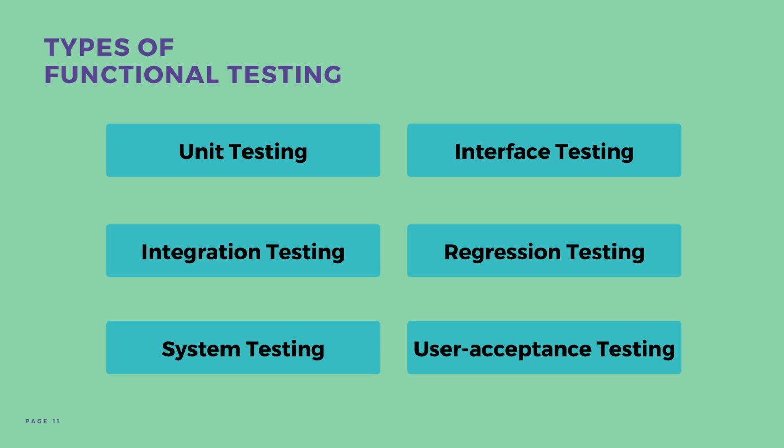Types of functional testing. Let's take a look at different types of functional testing. They are, namely, unit testing. A unit is the most testable part of any software. It usually has one or a few inputs and a single output. It is a level of software testing where individual units or components of the software are tested. The main purpose is to validate that each unit of the software performs as designed.